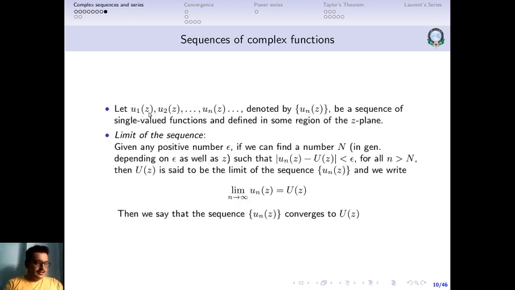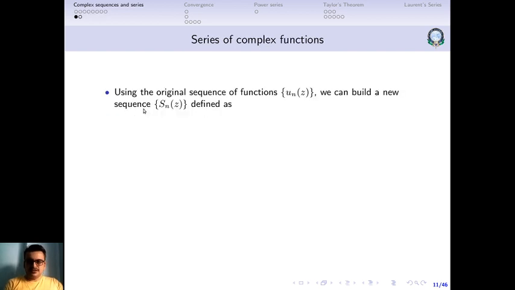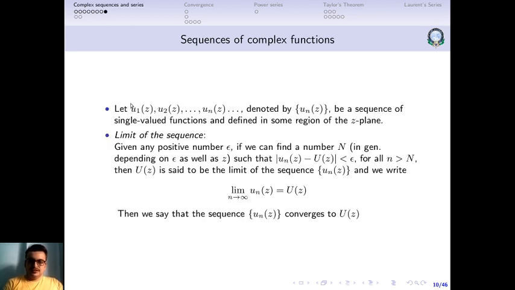Now using this original sequence of functions, remember what a sequence is: a set of functions. We have an original set of functions, and using it we can build a new sequence. That new sequence we call capital S n, which will have subscripts n. So how do we define this capital Sn? When n equals 1, that is the same as the first element. You can see here the first member of this sequence is u1, the second member is u2, and so on.